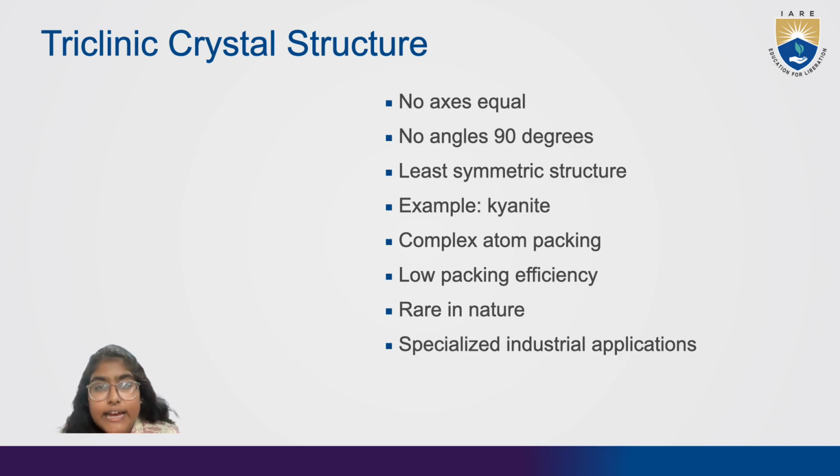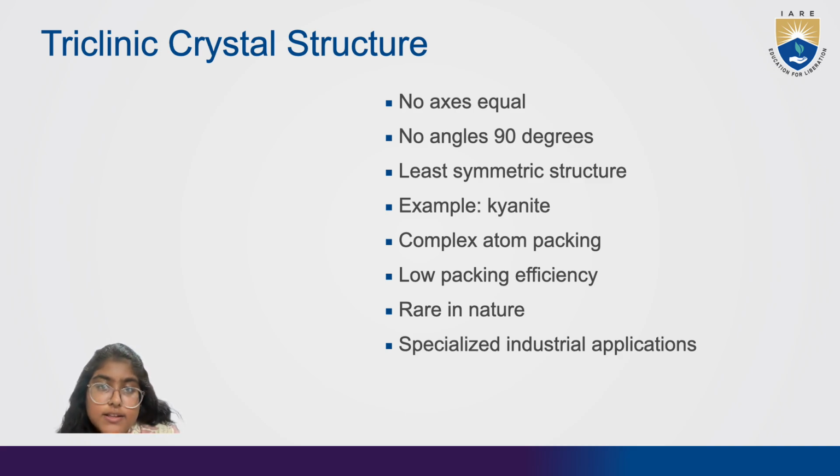Now, we arrive at the crystal system with the lowest possible symmetry, the triclinic crystal structure. In this system, none of the axes are equal in length, and none of the angles between the axes are 90 degrees. An example of a material with triclinic structure is the mineral kyanite.